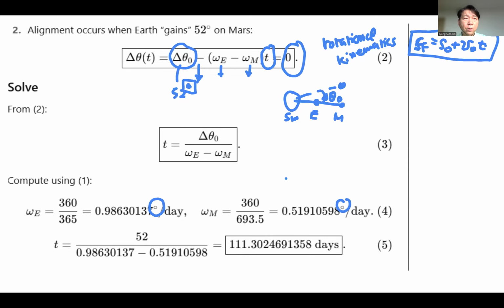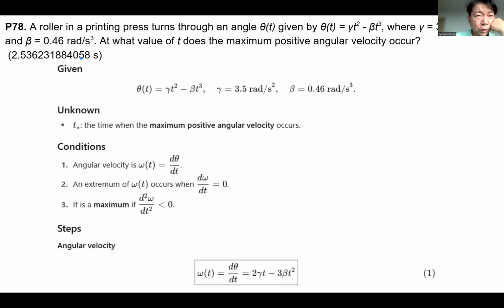Okay. So a roller in a printing press turns through an angle theta(t) given by this one, where gamma and beta are constants. At what value of t does the maximum positive angular velocity occur? So here theta is given, then by the kinematics, omega(t) is given by d theta/dt. Okay. And then what we now need to understand is maximum positive angular velocity.